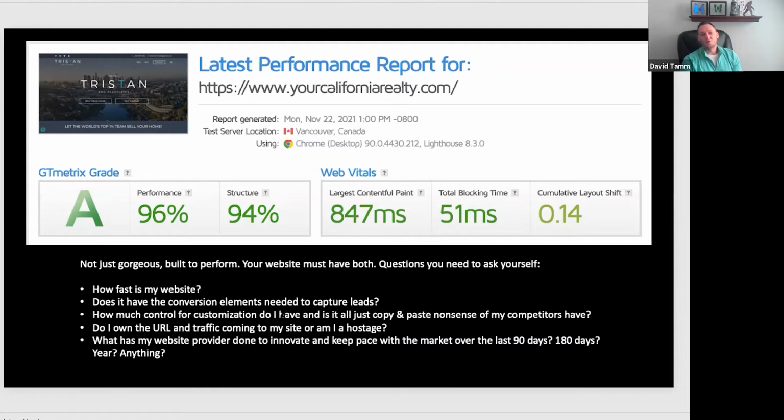So how much control and customization do you have on your site? Ask yourself this. And if you're not able to customize the copy, the imagery, the performance, the conversion elements, and it's all just copy pasted nonsense that all of your competitors have as well, that's not a good look, guys. Like, it's 2021. We're about to roll into 2022.